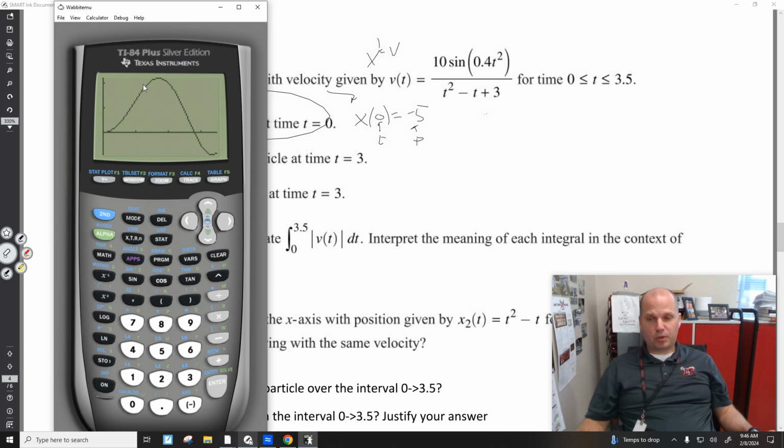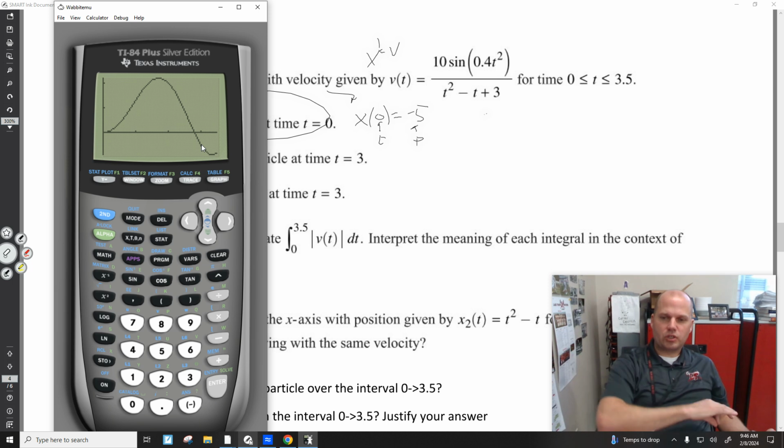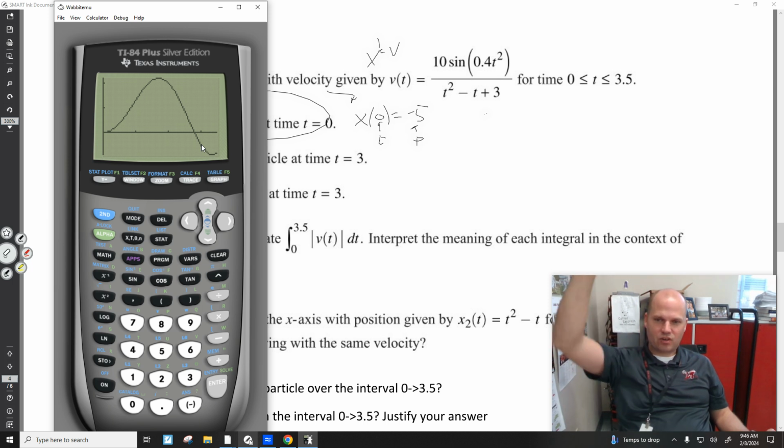My displacement, my position is going to increase by a lot because I'm looking at this area under my velocity, the area under the derivative, the accumulation of the derivative being the change in the total. This area here is not that much. I'm going to be moving to the right a lot, to the left a little bit. My position is going to increase a lot, decrease a little.